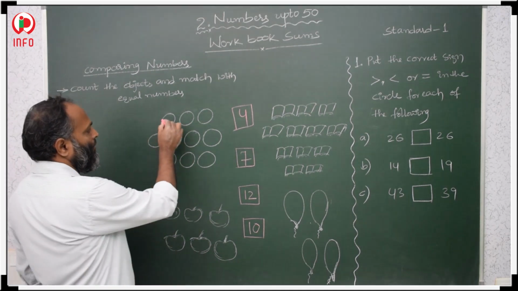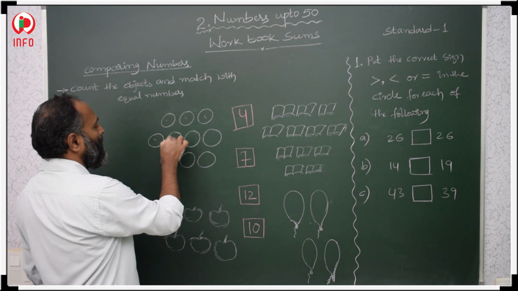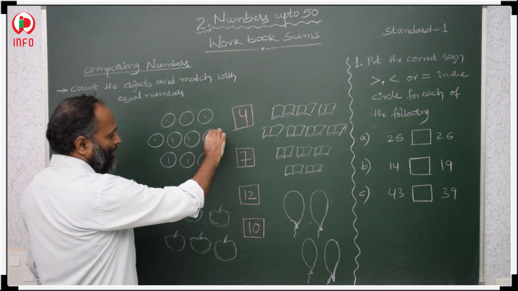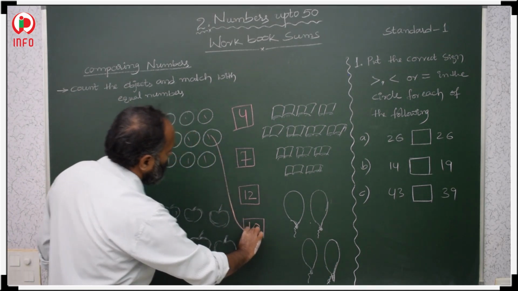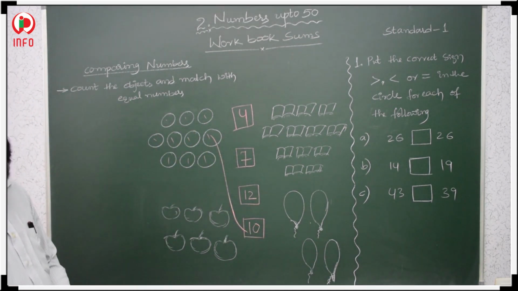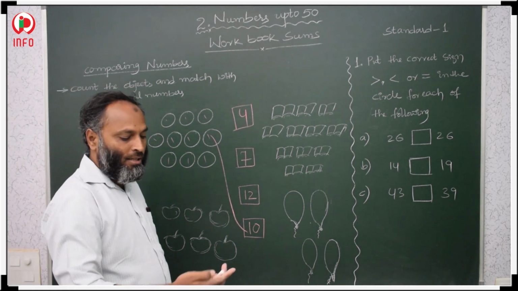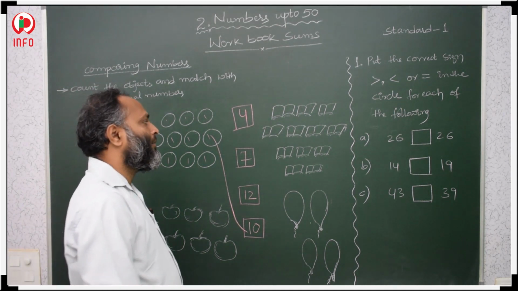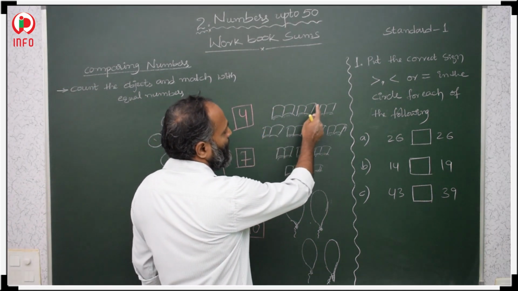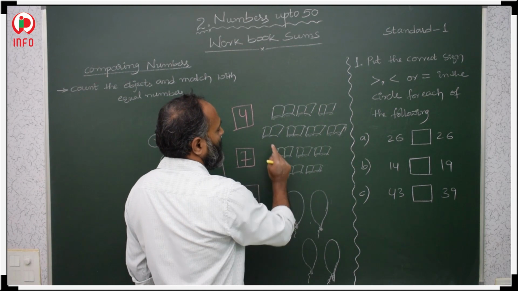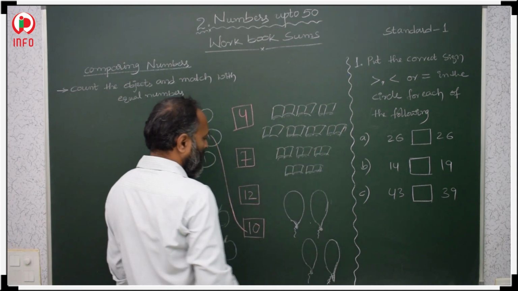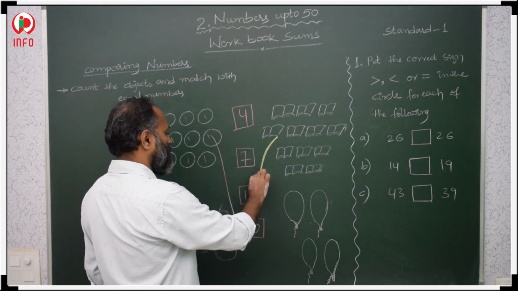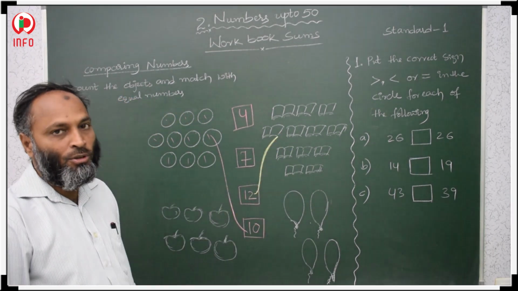Here how many circles are there? First you count. 1, 2, 3, 4, 5, 6, 7, 8, 9, 10. Where is 10? You match the circles with 10, because there were 10 circles. Okay. Now the number of books. 1, 2, 3, 4, 5, 6, 7, 8, 9, 10, 11, 12. 12 books were there. Match 12 with the 12 books.